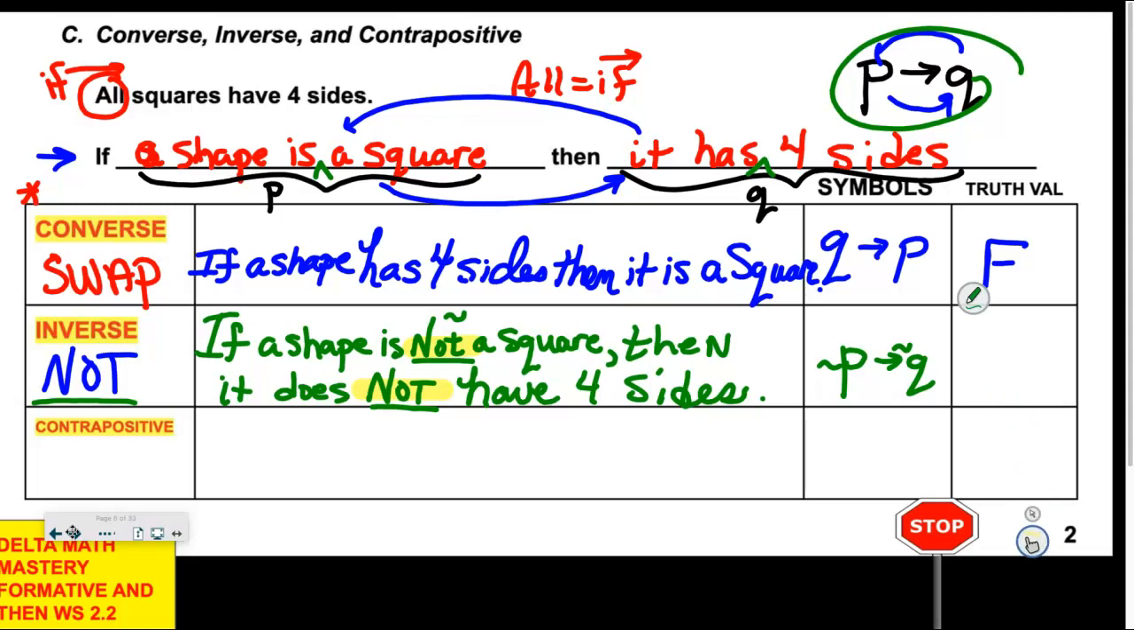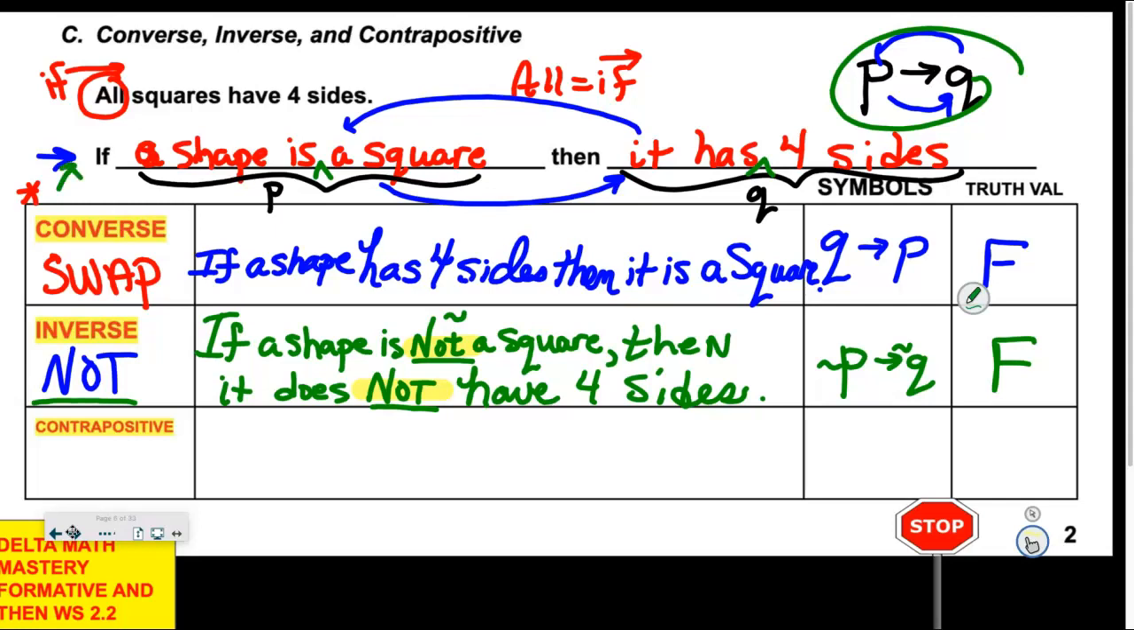Again, go back and read it. Is what I wrote in green true? If a shape is not a square, then am I convinced that it does not have 4 sides? And I'm thinking, no. The shape's not a square, it could be anything else. It could be a rectangle, and a rectangle has 4 sides. Okay? So I have an original true statement, called my conditional statement, up here at the top.